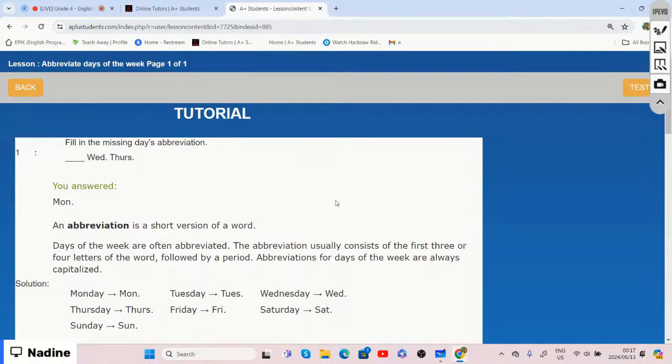So before we go on to the test, let us fill in the missing day's abbreviation. It is Wednesday, Thursday. What comes before Wednesday and Thursday? Don't forget you need to write it with a capital letter, and it also needs to end with a period. So beautiful, but write it starting with a capital letter.